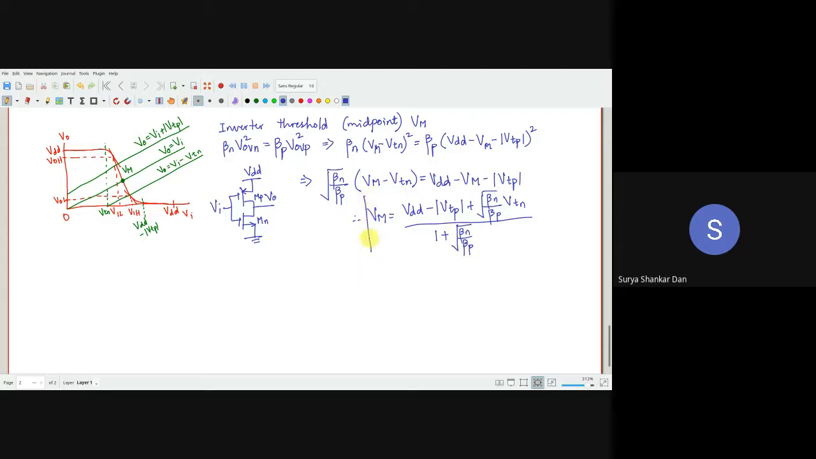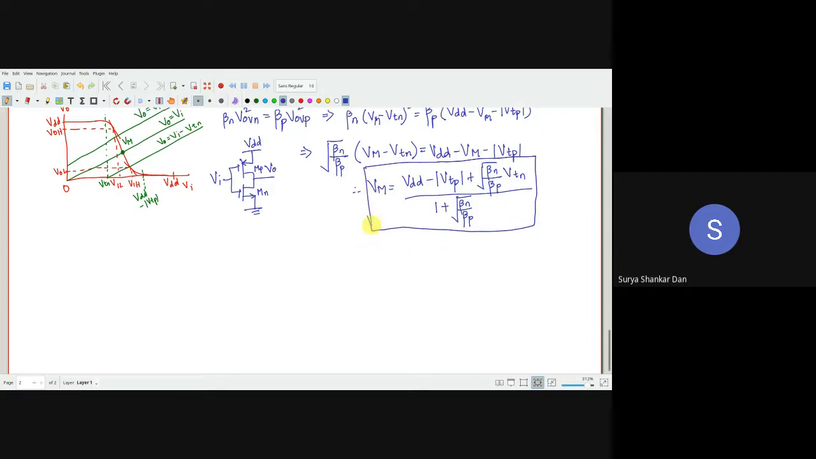Very simple derivation, but this one has some immense consequences, as you will see in the future. You might be thinking, what is the big deal about it? So the first thing is, what is the engineering application of this inverter threshold?